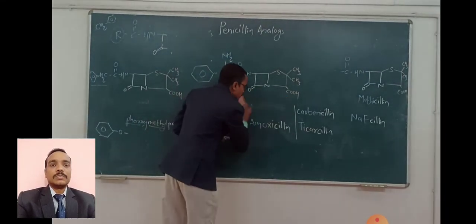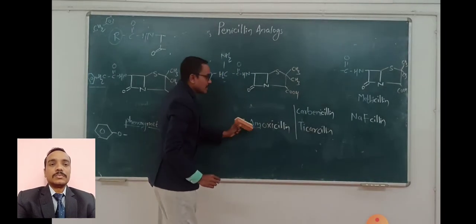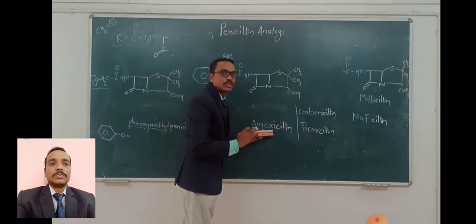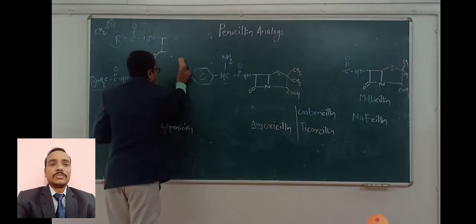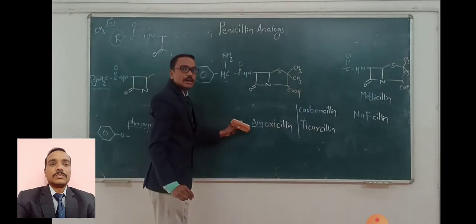Coming to the next, amoxicillin. So again it contains the amino group as it is here. Hydroxy. OX for oxy for indicating hydroxy. Just remember oxy gives us A for hydroxy. So here at the para position we have to substitute hydroxy group and it become amoxicillin.